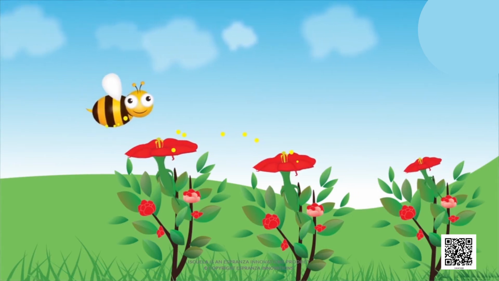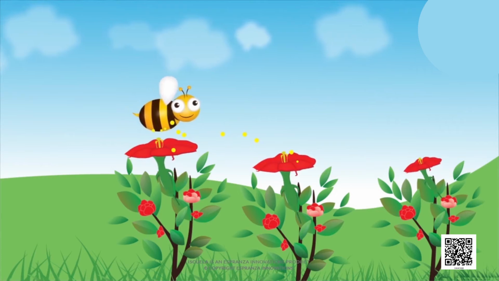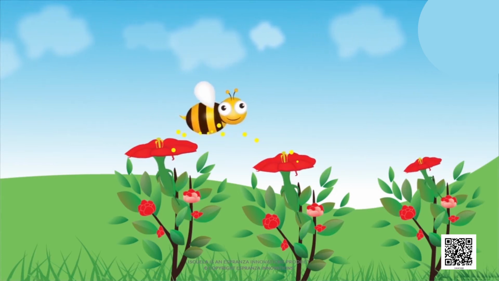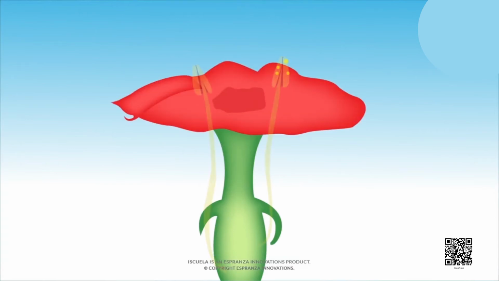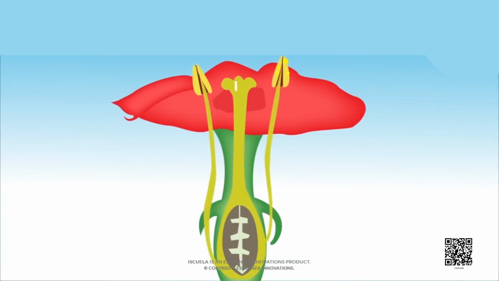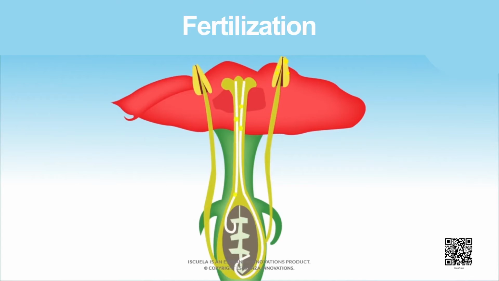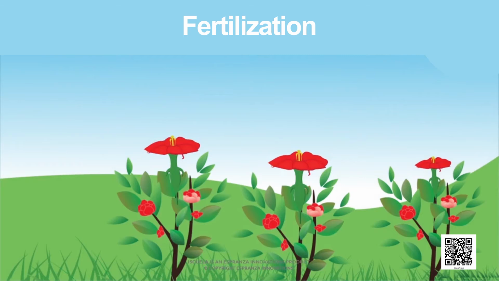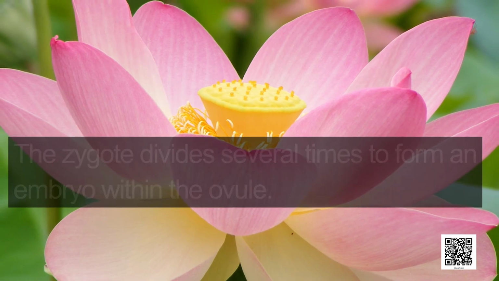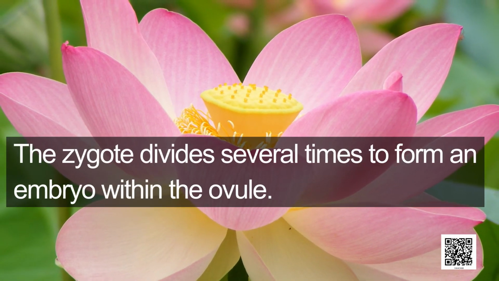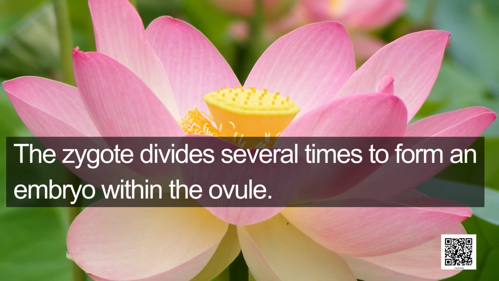After the pollen lands on a suitable stigma, it has to reach the female germ cells which are in the ovary. For this, a tube grows out of the pollen grain and travels through the style to reach the ovary. The male germ cell fuses with the ovule in the ovary, and this process is called fertilization and leads to the formation of zygote. After fertilization, the zygote divides several times to form an embryo within the ovule.